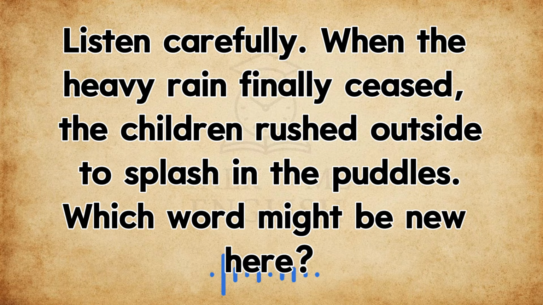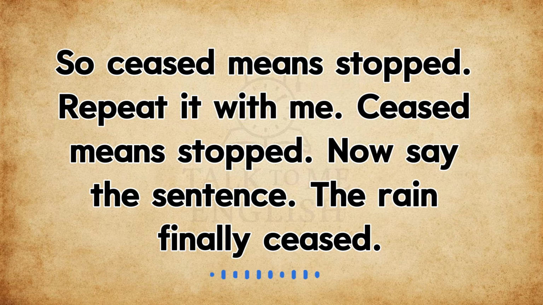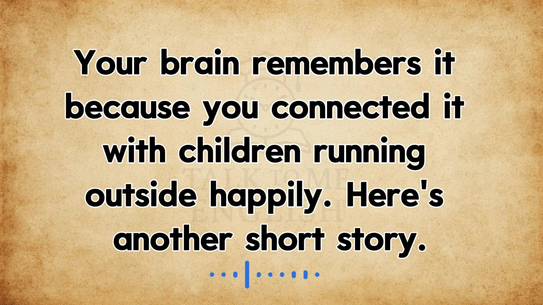Listen carefully. When the heavy rain finally ceased, the children rushed outside to splash in the puddles. Which word might be new here? Yes, ceased. Now think. Rain. Finally. Children rushing outside? It must mean the rain stopped. So ceased means stopped. Repeat it with me. Ceased means stopped. Now say the sentence. The rain finally ceased. Your brain remembers it because you connected it with children running outside happily.